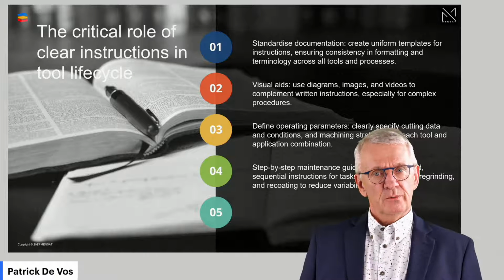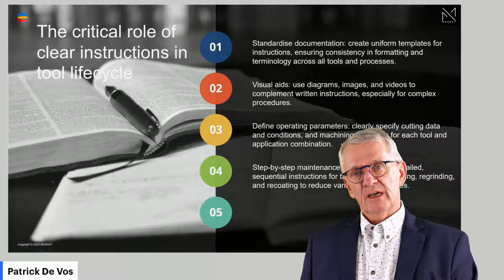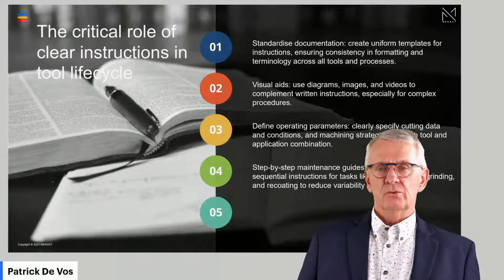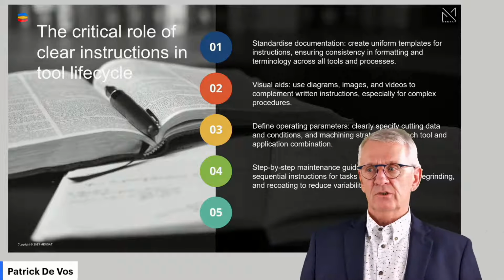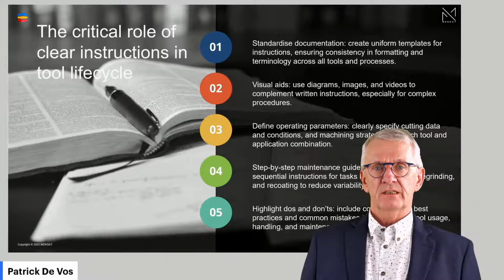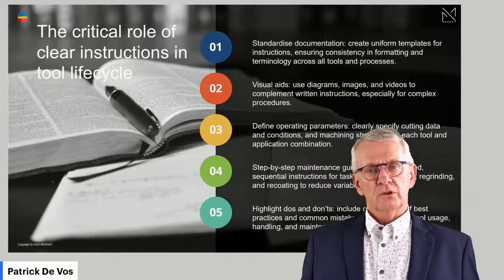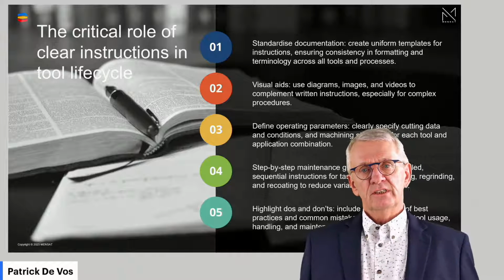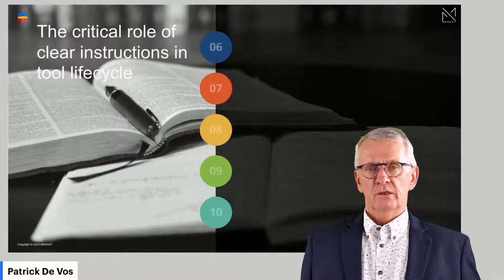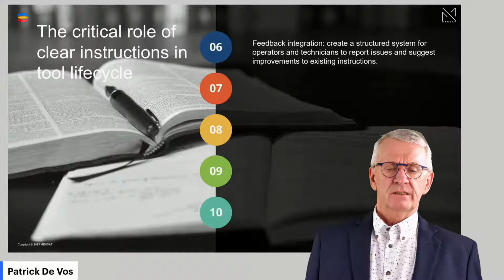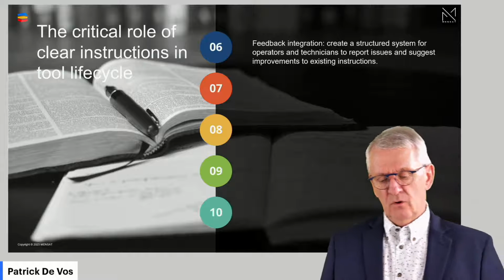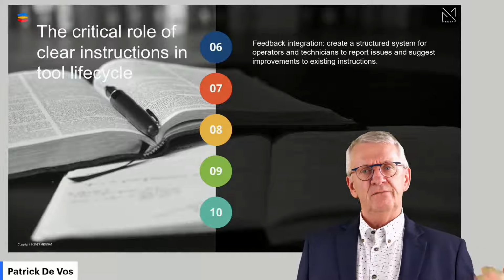All that type of thing should be very clearly defined. Maintenance, step by step. When do you check the spare parts? When do you check anvils? When do you check the basic tool holders? All those things should be specified. Do's and don'ts. Make sure you do this. Avoid doing that should be included in these things. Feedback. There should be a formalized way that people can give feedback.